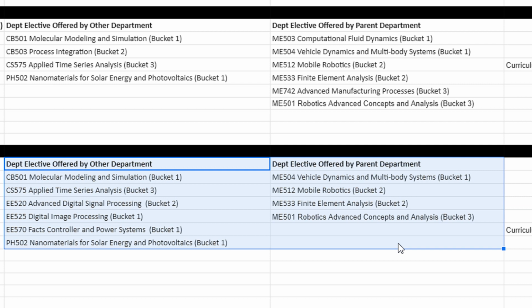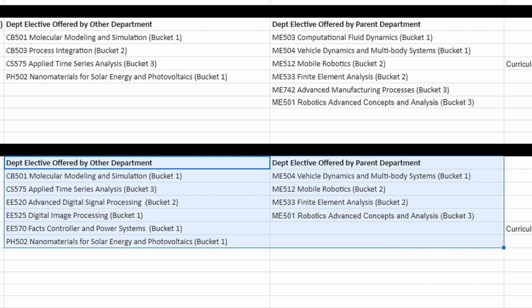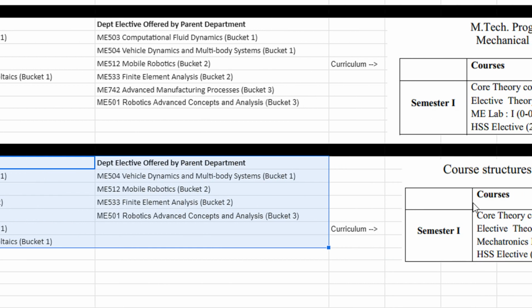So this is how you need to look. So if I tell you the algorithm, you first come to your course structure, fine, see your curriculum. If the curriculum has 2 electives, then you can choose between bucket 1 and bucket 2. If the curriculum has 3 electives, it can be bucket 1, bucket 2, bucket 3, right?